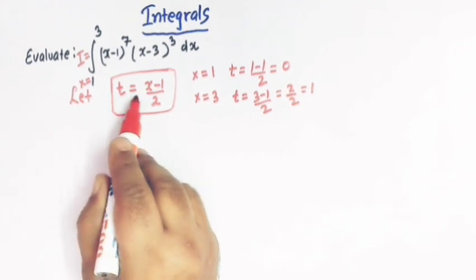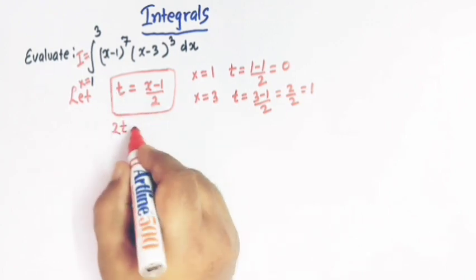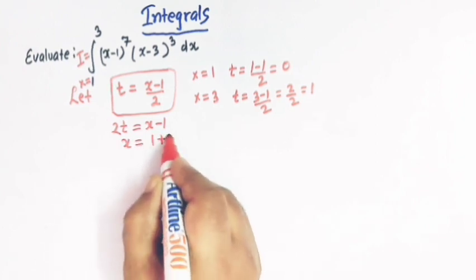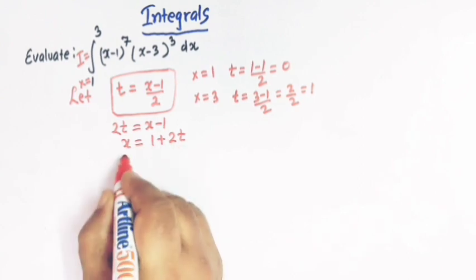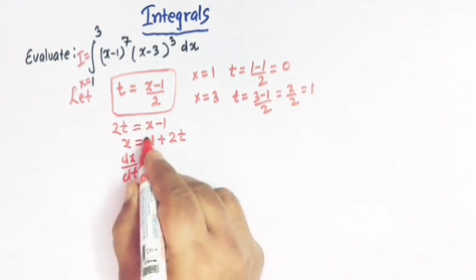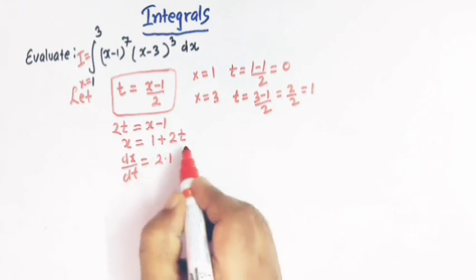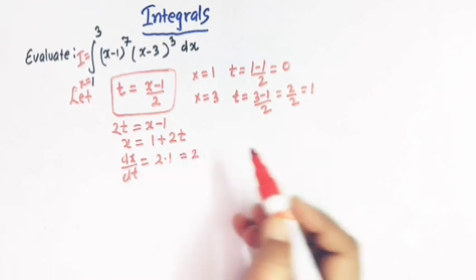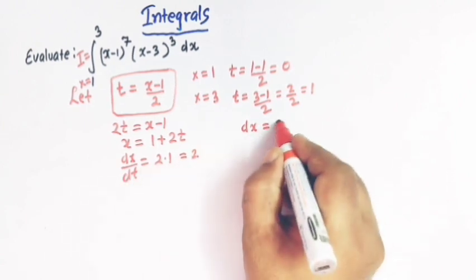So now we have t is equal to (x minus 1) over 2, right? So we can write 2t is equal to x minus 1. So x can be written as 1 plus 2t, right? Now let us differentiate x with respect to t. So we have dx over dt is equal to the derivative of 1, which is 0, plus 2 times 1, because the derivative of t with respect to t is 1, so we have 2, right? So now we can write dx is equal to 2 dt, right?